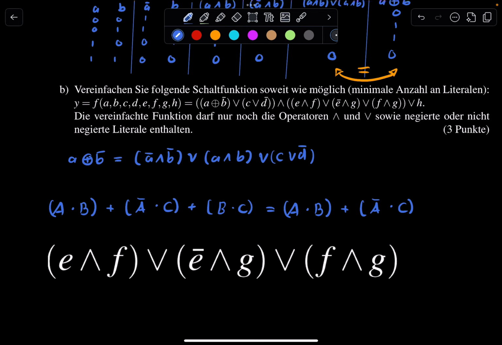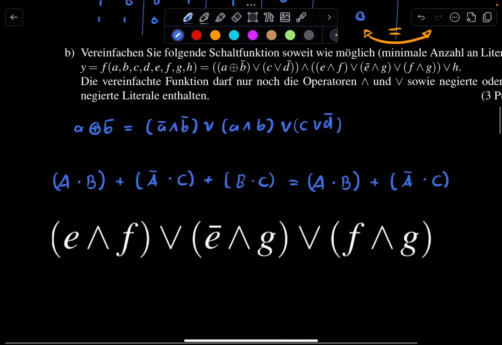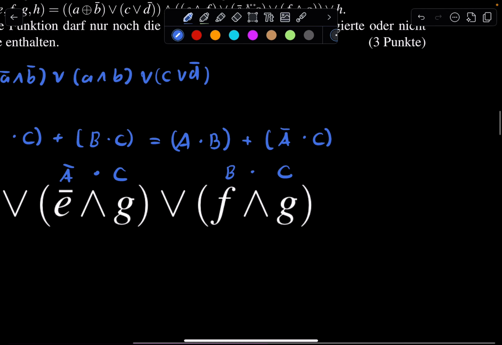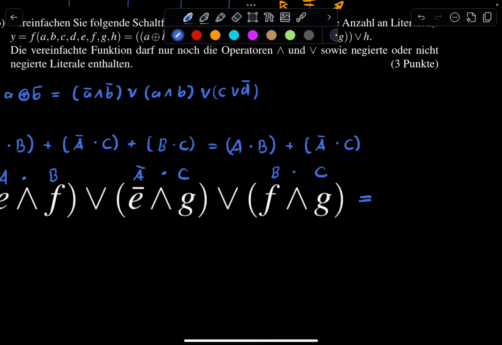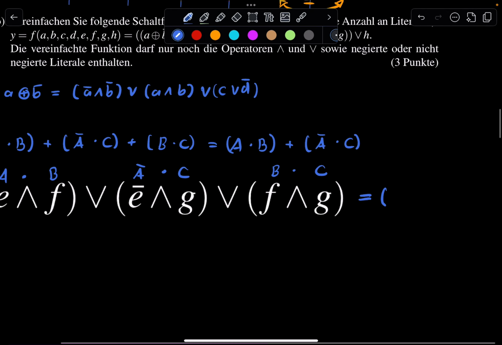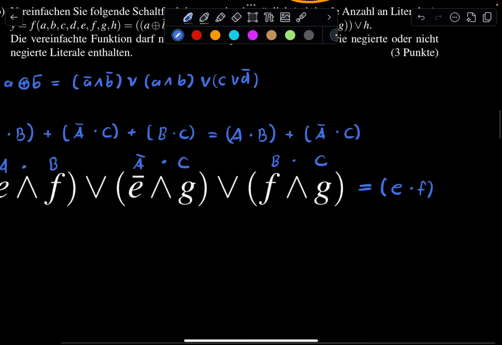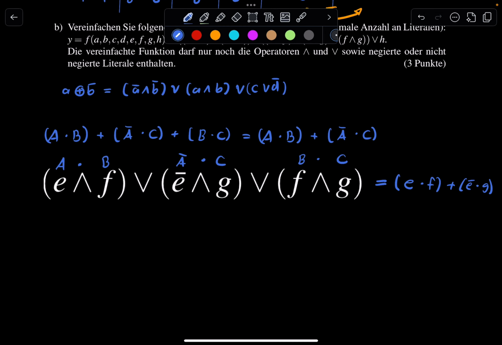In this case, we can see that E and not E is going to be A and not A, right? Then we have times, and then F is going to be our B, and then G is going to be our C. And as you can see, we have B and C, which is going to be equal to, of course, E, which is going to be not A, and B, so F plus E not, and then G. So that's going to be it.